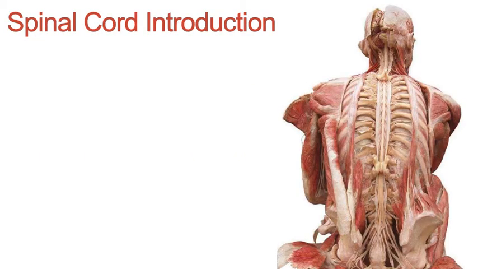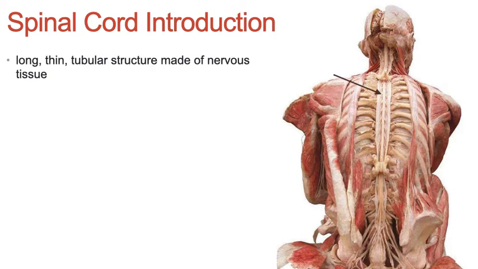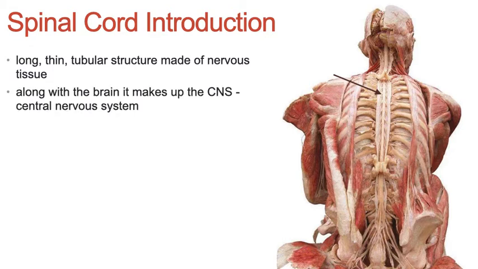All right, so let's just do a little bit of spinal cord introduction. Some of this will be a review from the previous lecture. So the spinal cord, which is shown here along the middle of this cadaver's back, is a long, thin, tubular structure, and it's made up of nervous tissue. And it's going to extend from the medulla oblongata in the brainstem to the lumbar region of the vertebral column. It encloses the central canal of the spinal cord, and that's where we're going to find cerebrospinal fluid. And along with the brain, it makes up the central nervous system.